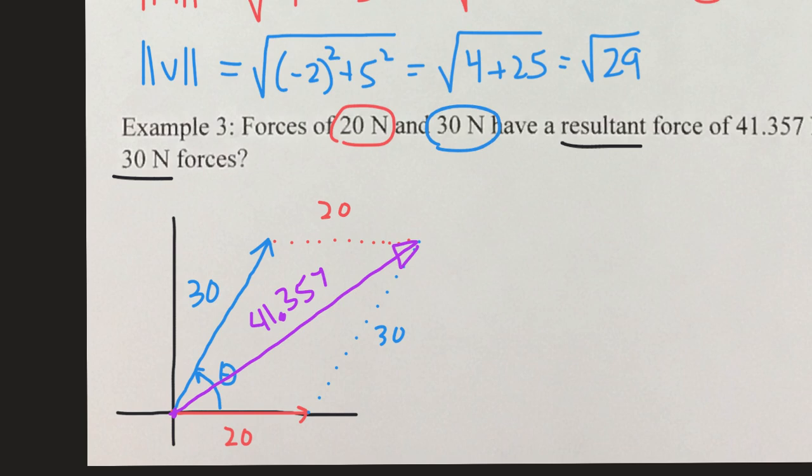Okay, so here's the picture. We have a 20 Newton force going to the right, and a 30 Newton force acting at some angle that we don't know, resulting in a 41.357 Newton force. So what we're going to do is look strictly at this triangle right here.